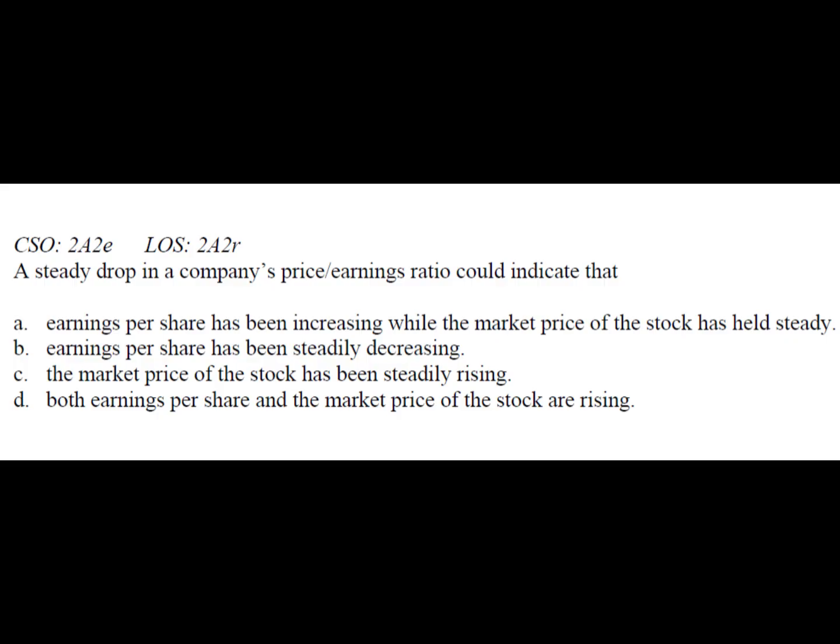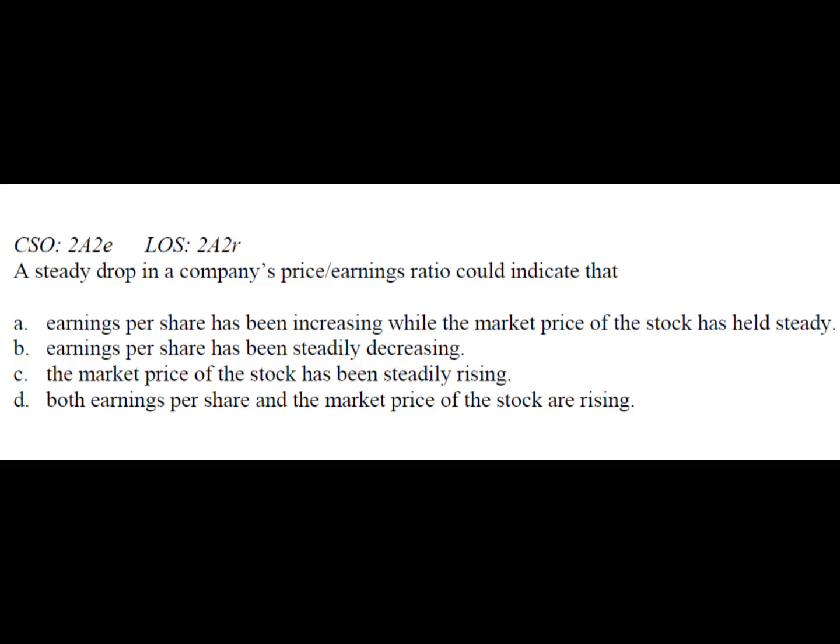C. The market price of the stock has been steadily rising. Incorrect. A higher stock price generally increases the PE ratio unless EPS rises even faster. D. Both earnings per share and the market price of the stock are rising. Incorrect. The PE ratio could rise, fall, or remain unchanged depending on the relative rates of increase, so this is not the best explanation. Correct answer, A. Earnings per share has been increasing while the market price of the stock has held steady.